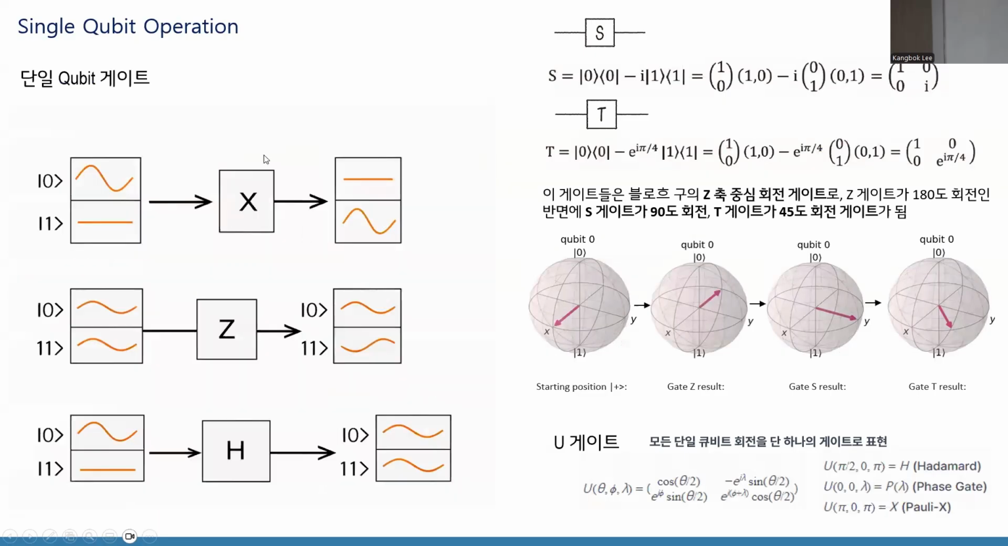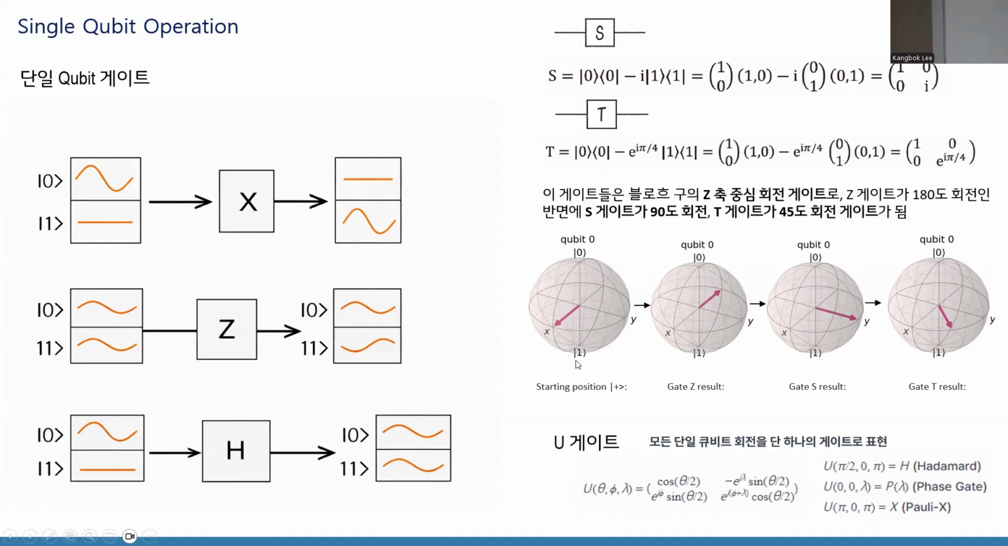You can also understand single qubit gates with wave interference. For example, the X gate flips 1 to 0 and 0 to 1. The Z gate flips the phase of one state, and the Hadamard gate produces the superposed state. Also, there are the S gate and the T gate. The S gate is a 90-degree rotation, and the T gate is a 45-degree rotation.